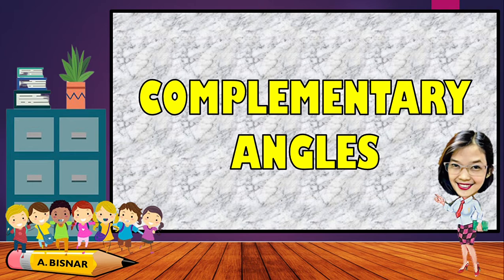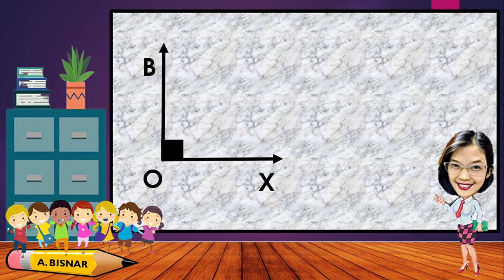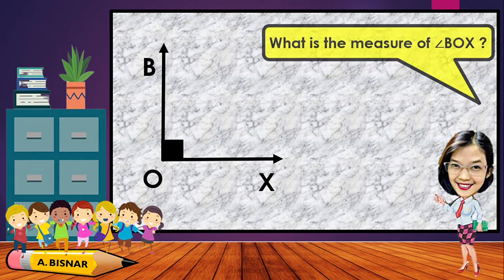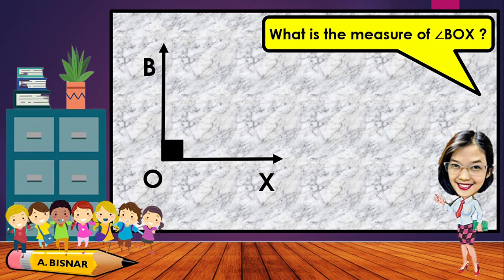This lesson is all about complementary angles. So let us start. Say we have angle BOX. What is the measure of angle BOX? That's correct. The measure of angle BOX is equivalent to 90 degrees.